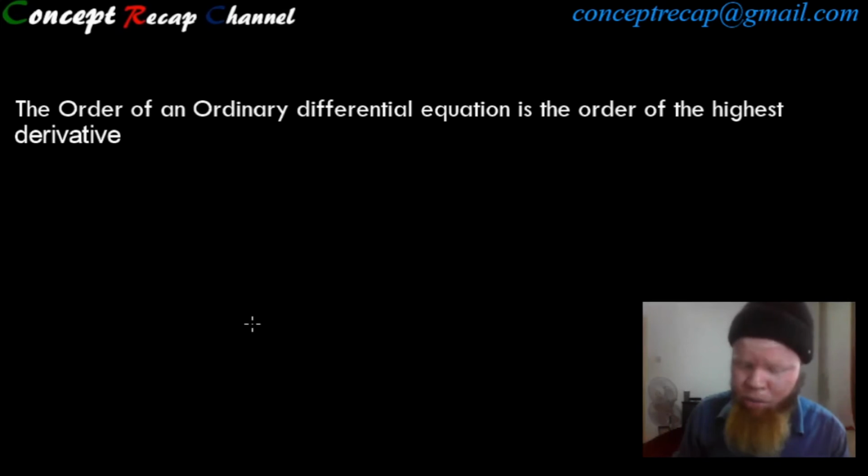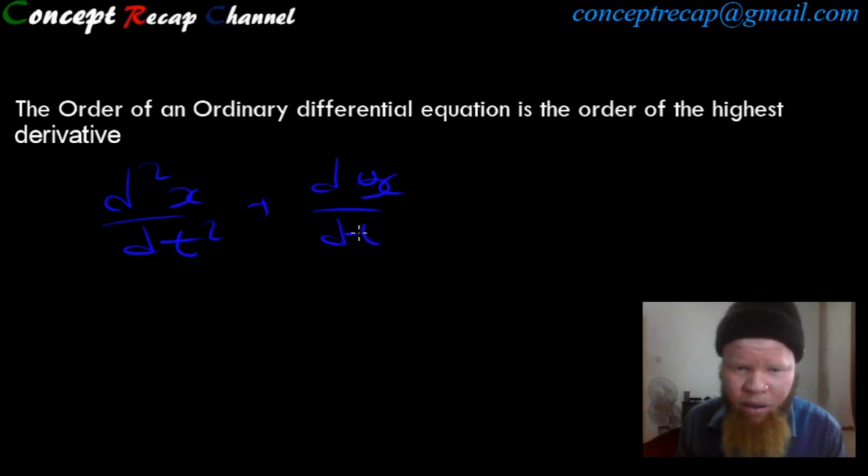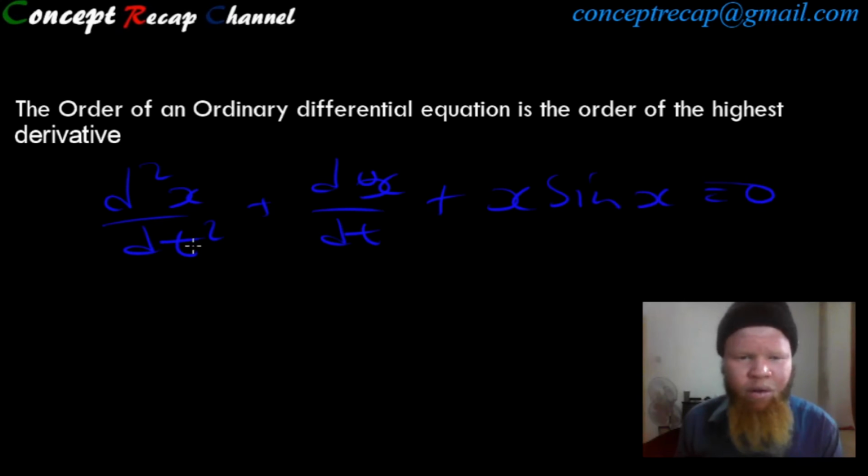Now let's look at the order of a differential equation, and here it says that the order is basically the order of the highest derivative in the differential equation. So if I can give you this as an example, d squared x over dt squared plus dx over dt, maybe plus x sine x is equal to 0.